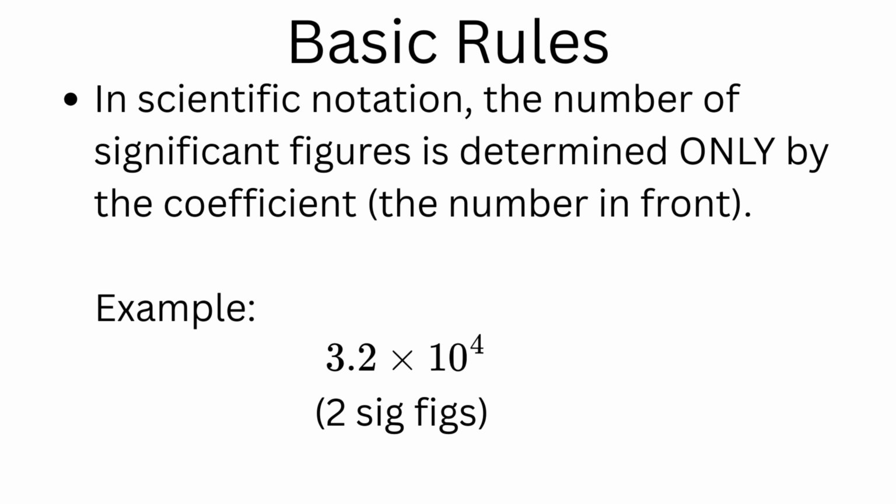It is worth mentioning, however, that in scientific notation, the number of significant figures is determined only by the coefficient, that is, the number in front. The power of 10 has 0 effect on significant figures. Take an example of this number, 3.2 times 10 to the 4th.